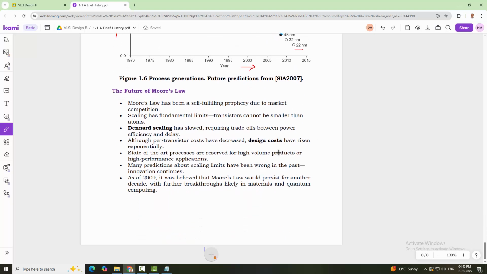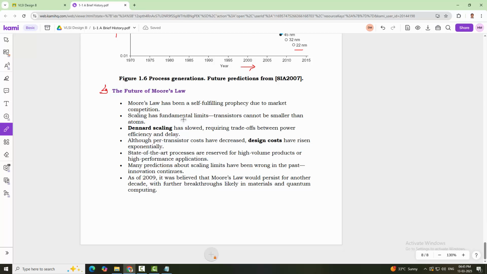And lastly, we have the future of Moore's law, and we have made a couple of statements related to Moore's law. Moore's law has been a self-fulfilling prophecy due to market competition. It has become almost stagnant because of the increase in complexity and the tough market competition.